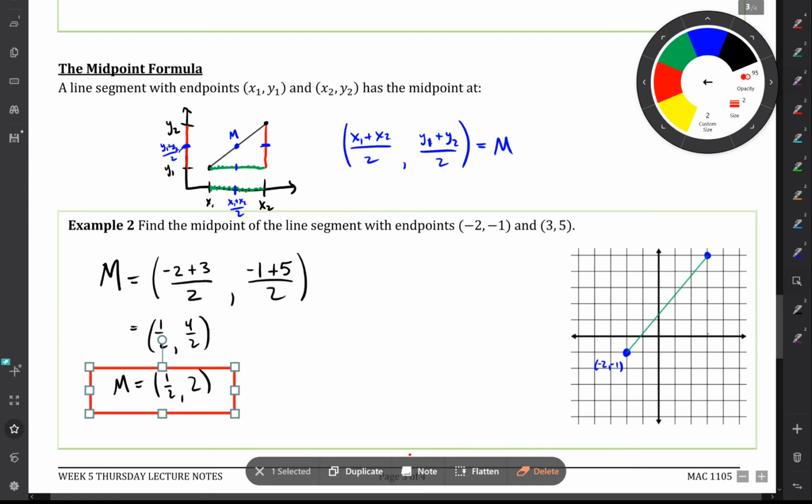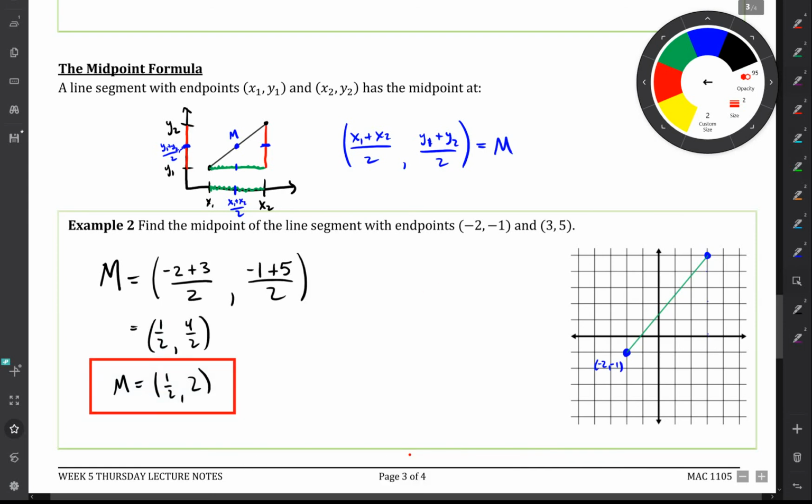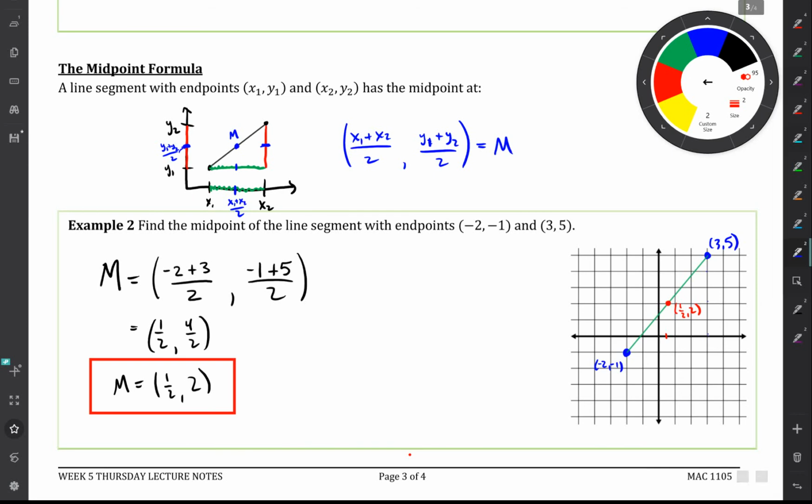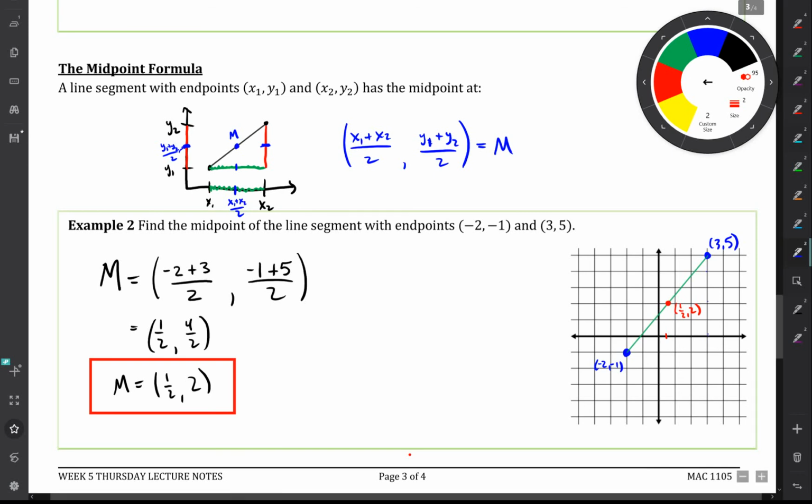Okay? And then I'll plot that point in red. So 1/2, comma 2 would be, say, right there, up 2. And we see that that is actually a point right on the green line, and it does look to be exactly halfway between the 2 points. So this is 1/2, comma 2. Remember that this point up here was 3, comma 5. So we found that the midpoint between -2, -1 and 3, 5 is 1/2, comma 2. So I'll call that M.